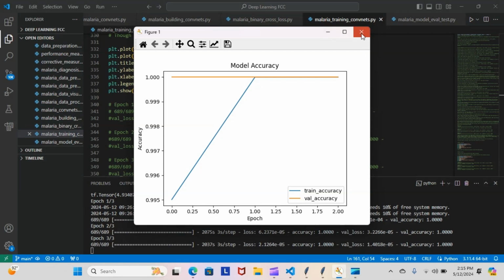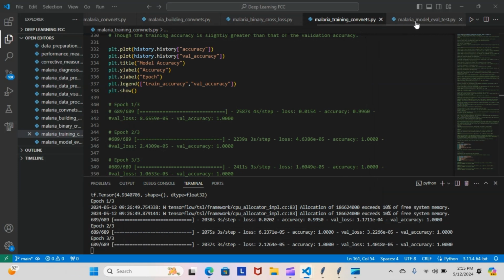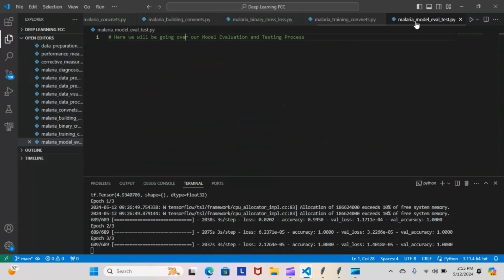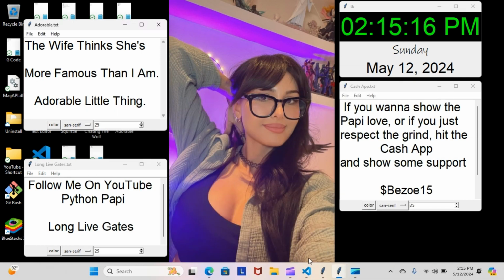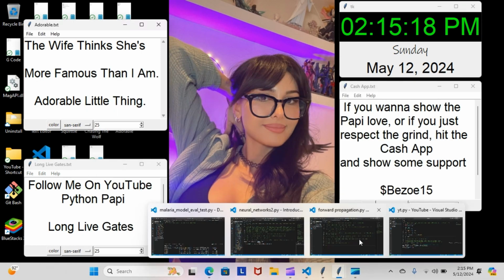We can finally get rid of that. We can finally move into our next module. Like I said, it's going to be this module here. It's going to be the malaria model evaluation and testing process. So yeah, we'll be starting that tomorrow. And of course, I did do some math today. Let me show you what we went over with that.